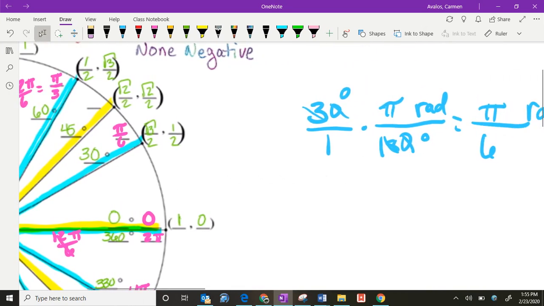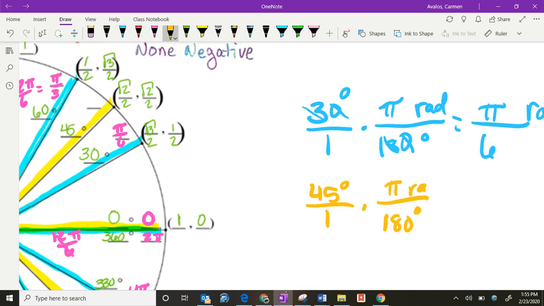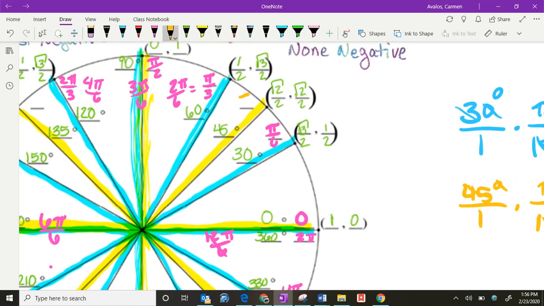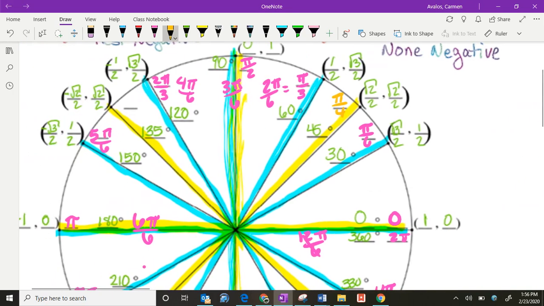So the other thing is now we're going to do the 45s. We're going to have 45 degrees to change it to 180, and then pi radians, and the degrees cancel, so 45 degrees is equivalent to pi over 4. And so we start counting again. All the quadrantals are included.